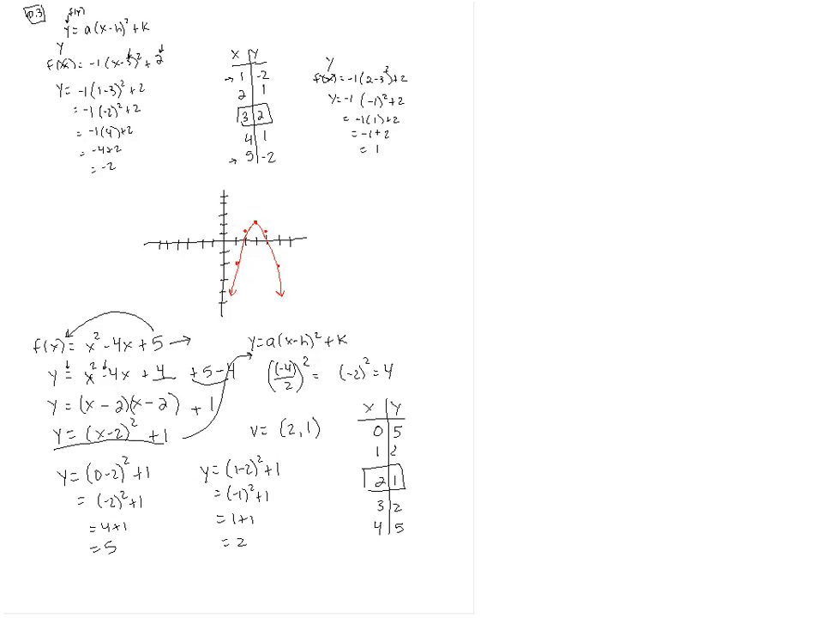Now I don't know if I have enough room here. I can make it work right here. I'll draw the graph right here. What is my vertex? 2, 1. Get a different color here so you can see it. Okay. 2, 1. There's my vertex. Look at it. A is +1, so it's going up. I have 0, 5, 1, 2, 3, 2, and 4, 5. So there's my parabola.